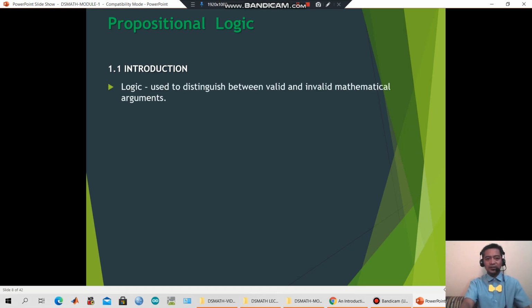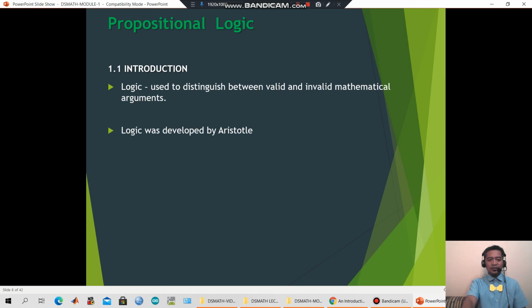Okay, so let's of course divide this two-word topic, propositional logic, into two. Let's try to define first logic. Logic is used to distinguish between valid and invalid mathematical arguments. So intact pa rin. Since discrete math, knowing what is yes or no, true or false, on and off. That's a simple definition for logic dito sa discrete math natin.